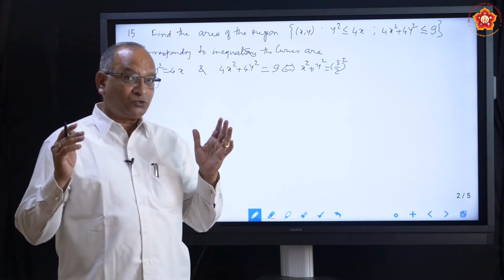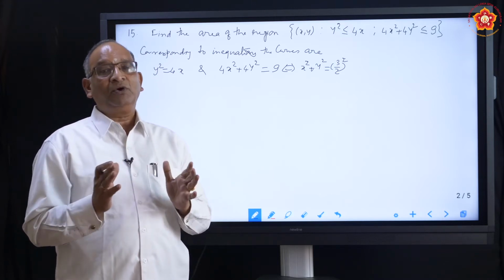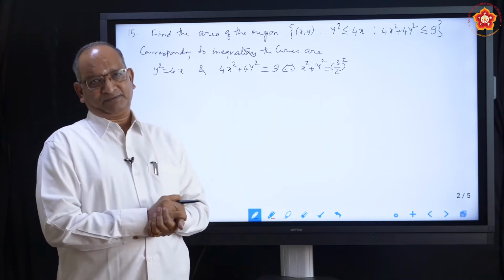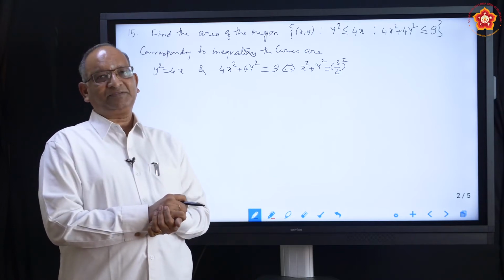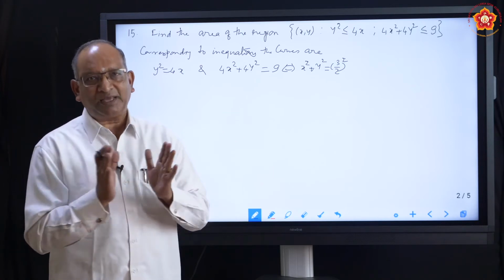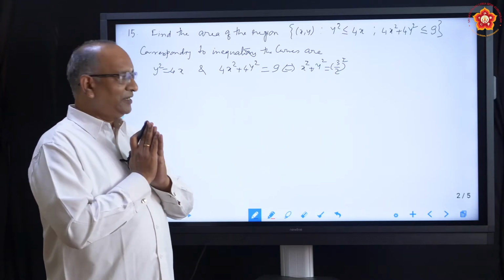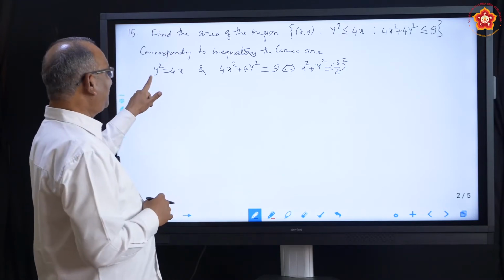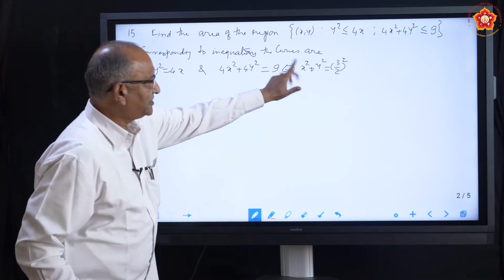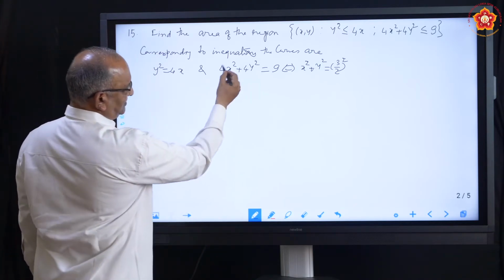But whenever there are two curves, the most important part is to know where they are meeting each other. The point of intersection is very important. And how to get that? By solving both the equations simultaneously. What do you mean by that? It only means that we will substitute y square equal to 4x in the equation of circle. So what is that you get? You can even substitute here.